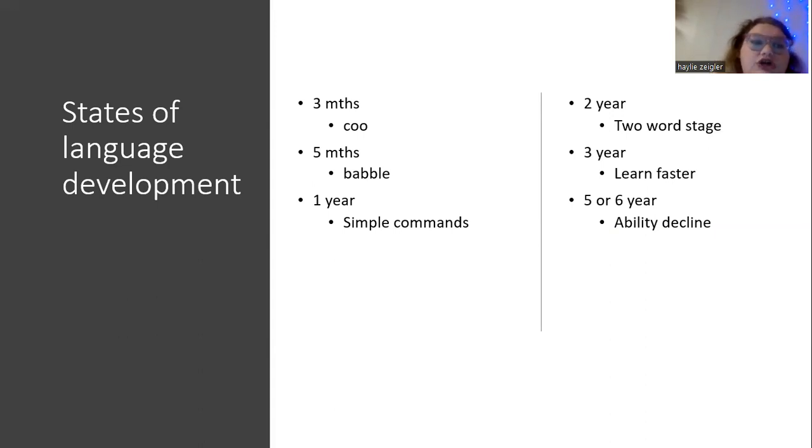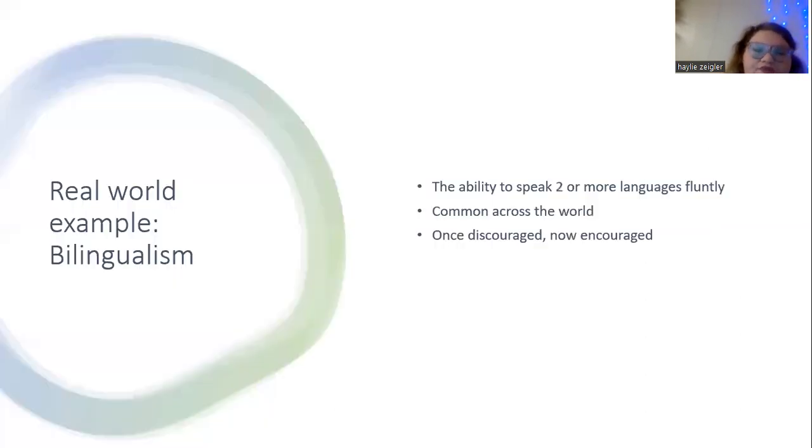At year 3, we start to learn a lot faster and at a very increased rate. But this starts to decline around 5 or 6 and starts to level off.